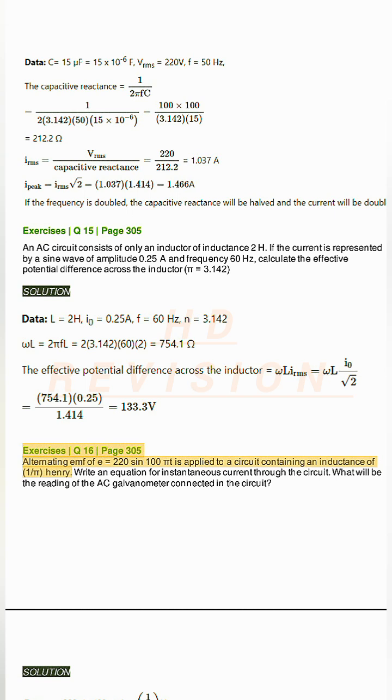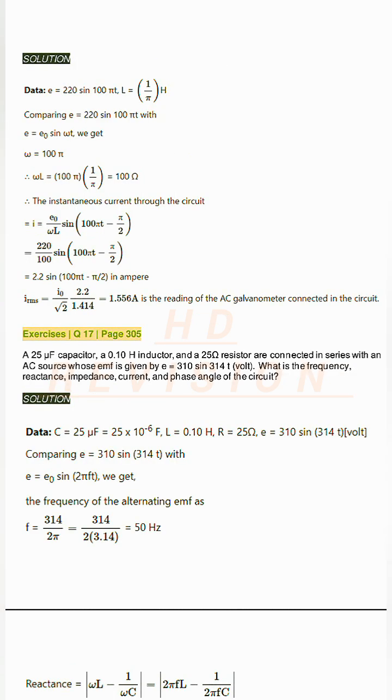Exercises Q16, page 305. Alternating EMF of E equals 220 sin 100 pi t is applied to a circuit containing an inductance of 1/pi Henry. Write an equation for instantaneous current through the circuit. What will be the reading of the AC galvanometer connected in the circuit? Solution.